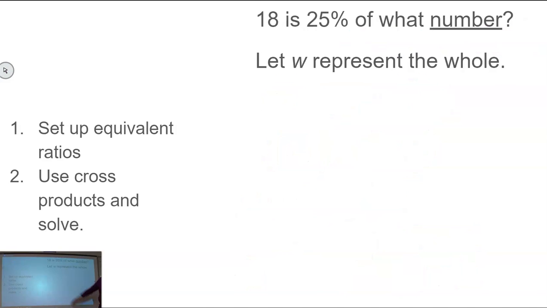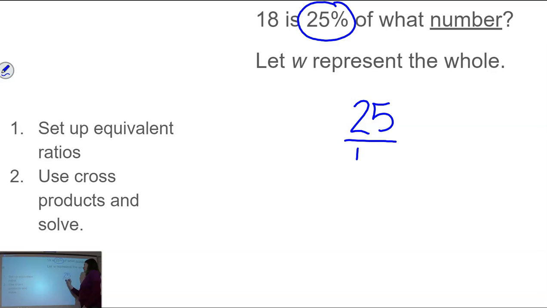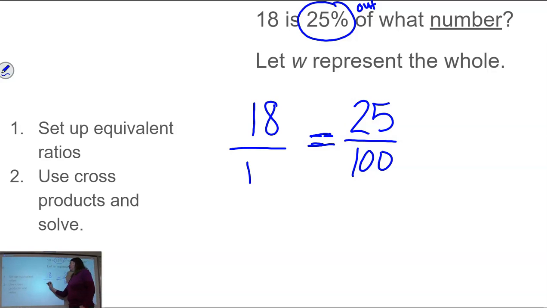Here's our next question. I have 18 is 25% of what number? So again, I've got my 25%. So I write 25 out of 100. And I need to figure out what number it is out of. I don't know what it's out of, but I know that 18 is 25%. So 25% is on the top, right? So 18 is on the top, and we need to find our whole.